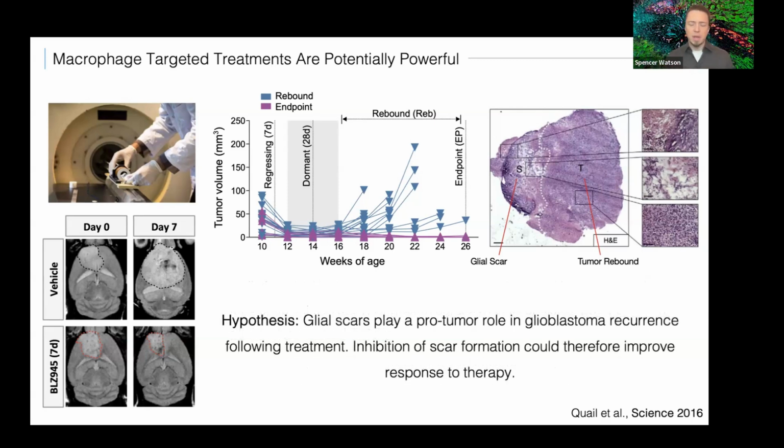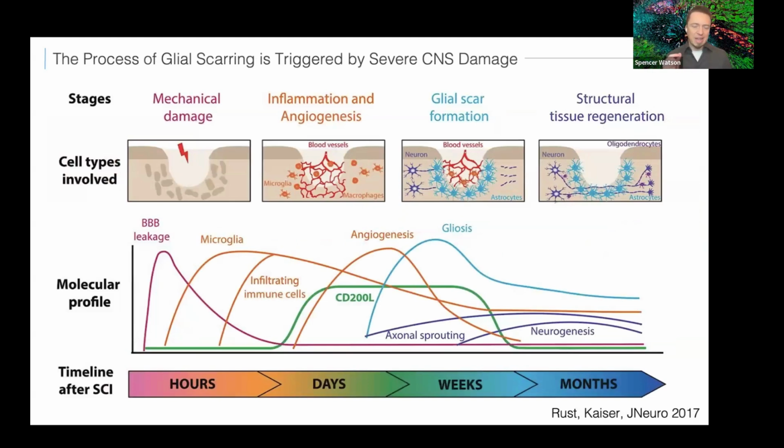This led us to the hypothesis that these glial scars weren't just some byproduct of the treatment, that they were actually promoting tumor recurrence. And so it followed that if we could inhibit the formation of these scars, we could potentially improve the response to the therapy. Just a tiny bit of background on glial scarring, because this is different than scarring in the skin or other epithelial tissues.